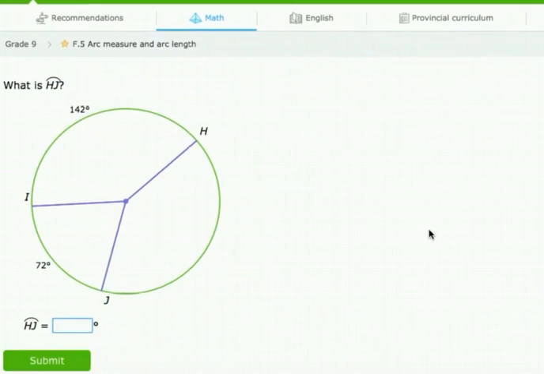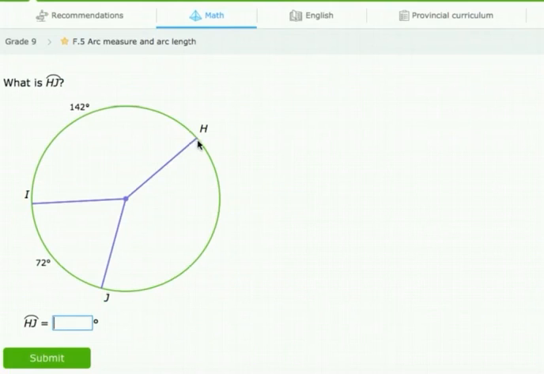We'll do one last one here. In this one, it's asking what is HJ. It's just asking for that in degrees. This one's nice and easy. You see here that this arc length is 142 degrees. This one's 72 degrees. If I want to find out what's missing, I know all of them together have to add up to 360. So let me do 360 minus 142, which leaves me at 218. And then I take another 72 away from that, which leaves me with 146, I think. Let's hope that's right and see what comes out.